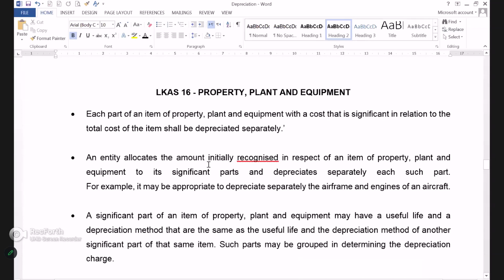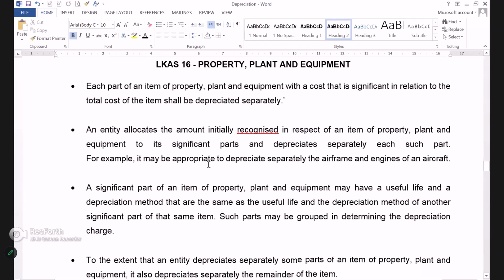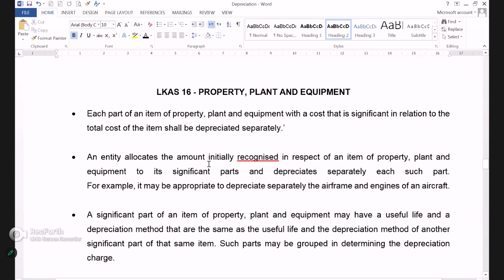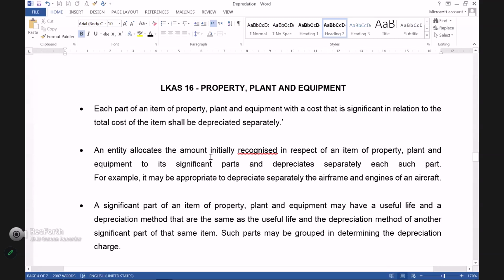Okay, that's all the introduction part. Now we have to move to the accounting standard.